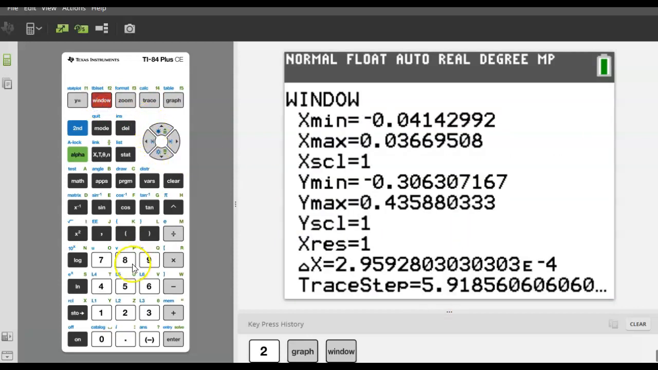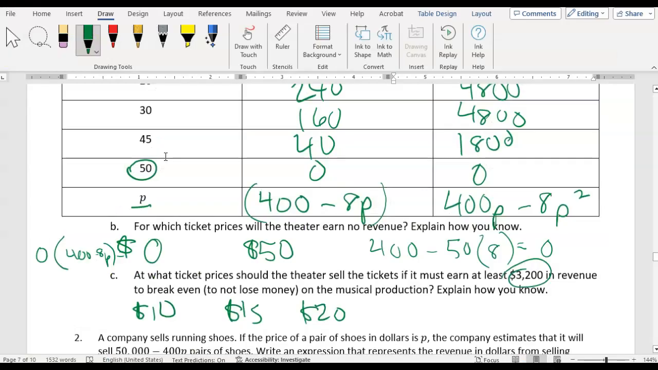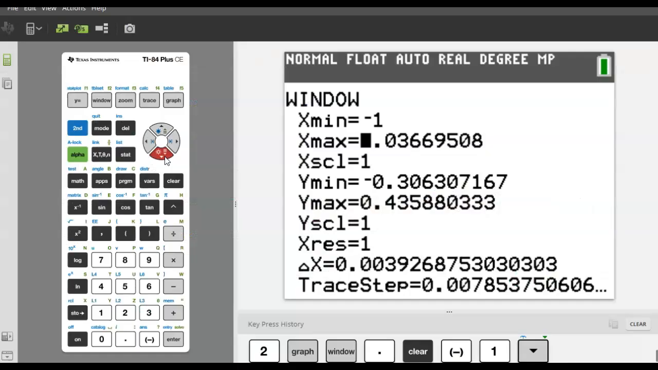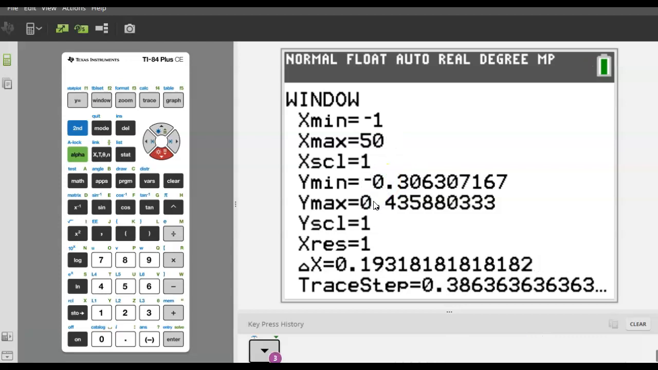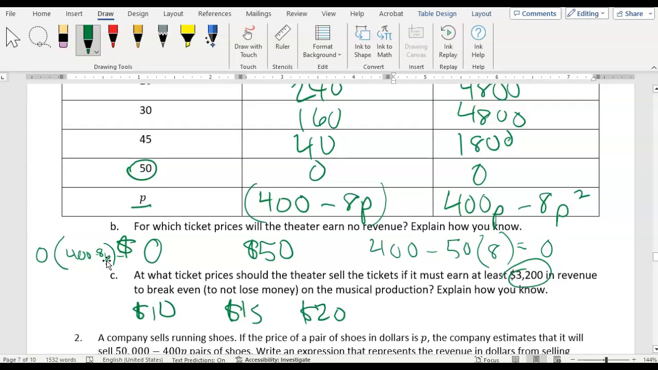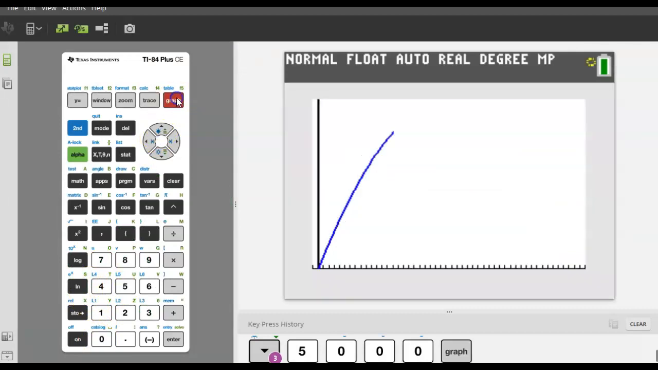So let me go ahead and adjust my window. I'm going to do, oops, let me do -1 here, just so I have a little bit of space on the side there. And the X max, we looked at as much as $50 tickets, so let's do 50. And then the Y min, that's fine. We can keep that. Let's do a Y max of our max revenue. Let's do 5,000 and take a look and see how that graph looks.